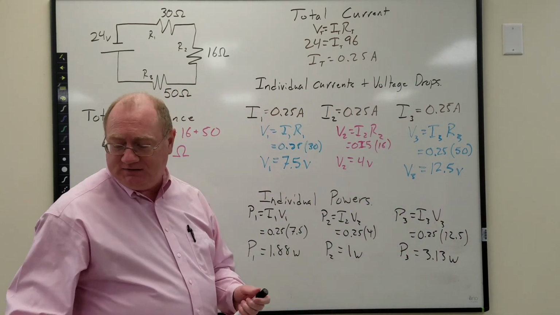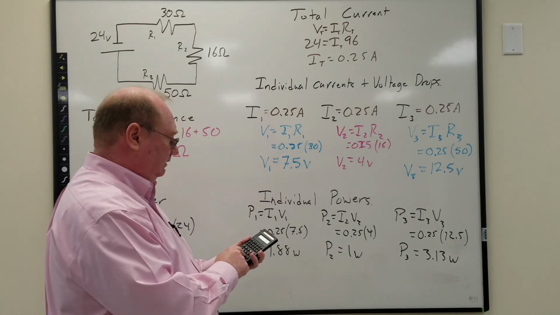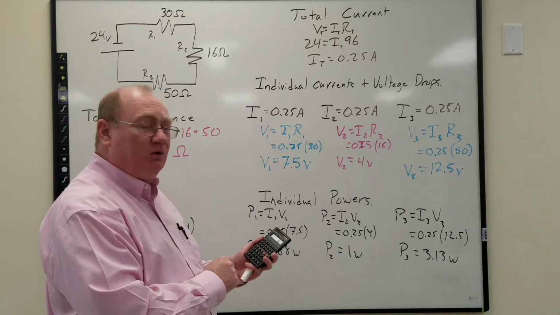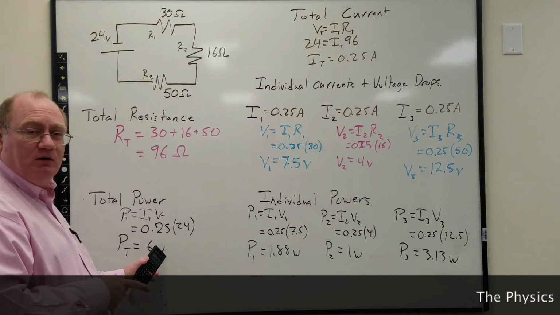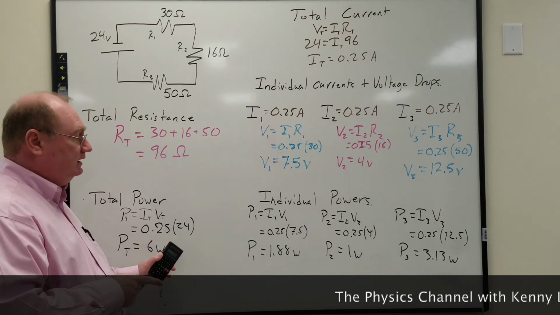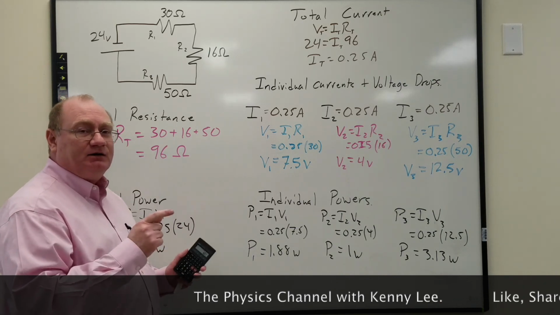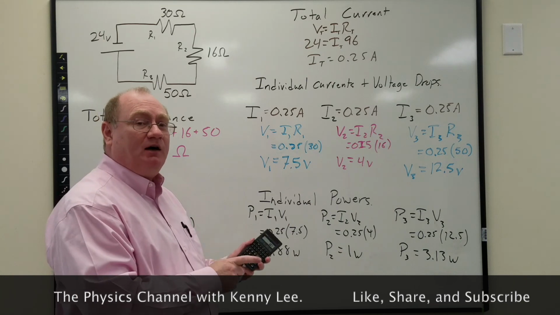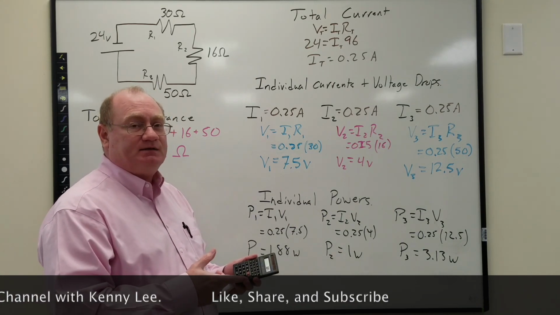Now if we add those up, the numbers that I put up here, 3.13 plus 1 plus 1.88, we get a total power of 6.01 watts. Well, that's very close to what we got here of a total of 6 watts. So if you add up the individual powers, it should equal the total power. The reason why we're off by that one little bit is because I rounded off to 2 decimal places. If I kept all 3, we would have got exactly 6 watts.